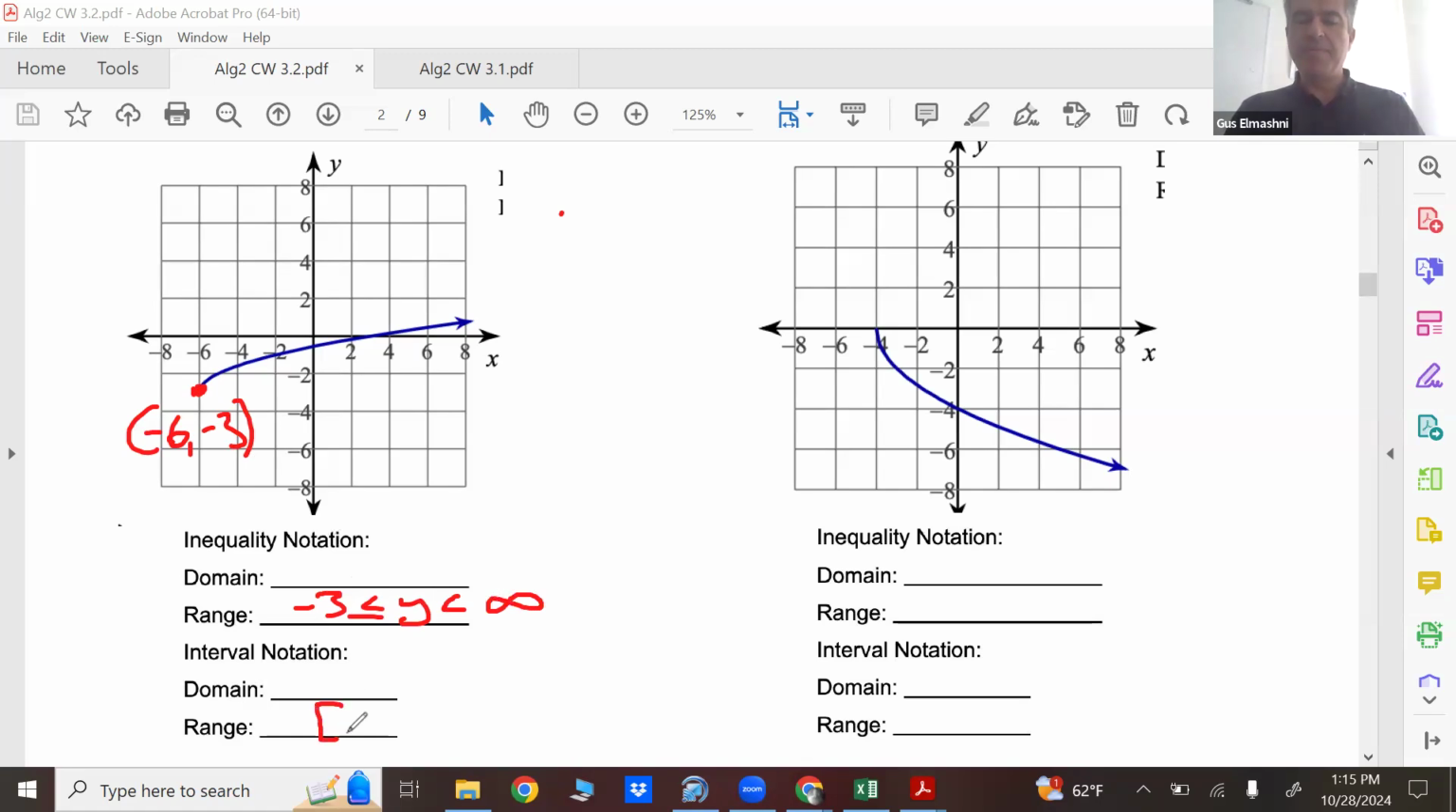Likewise with the domain. But the range can be written like this also. So again, same thing: bracket -3, comma, infinity. What about x? Now there is a limit here. What's the lowest x value? -6. And it goes up forever. So there we go: -6 ≤ x < infinity. Or in interval notation, bracket -6, infinity.